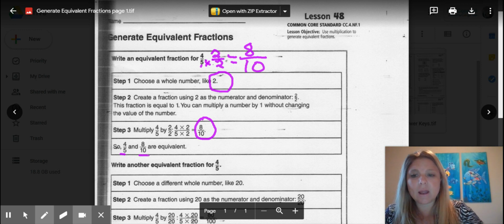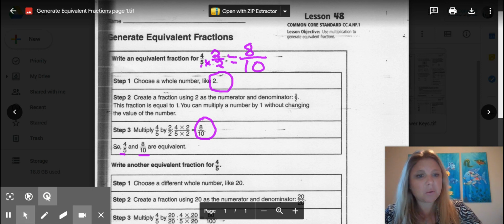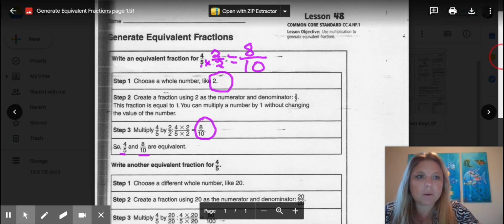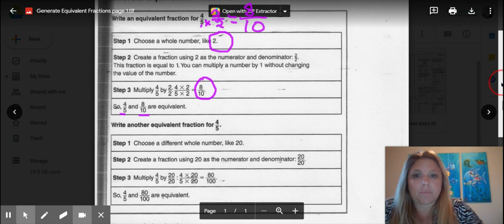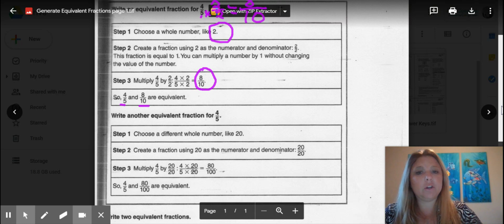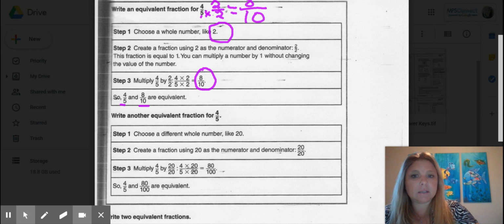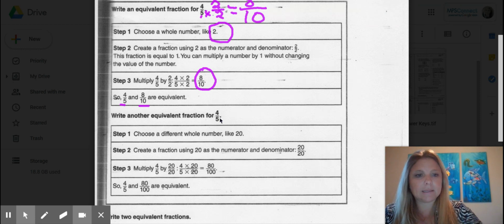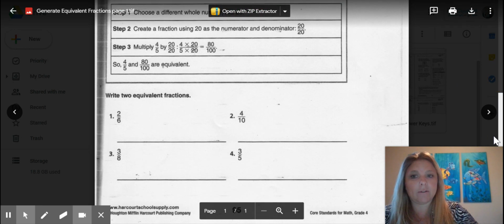Then the author decided, okay, instead of using the number 2, we're going to use the number 20. Once again, if you want to use the number 20 for every single problem you do, go for it. If you want to use the number 3 for every single problem, you can. Just remember, whatever you do on the bottom, you do on the top. So they took the number 20 and multiplied it times 5, which gave them 100. And then they took the 4 and multiplied it times 20, which gave them 80. So 80 over 100 is the same as writing 4/5. Okay, and that's what you are doing for this worksheet. You are trying to figure out equivalent fractions.